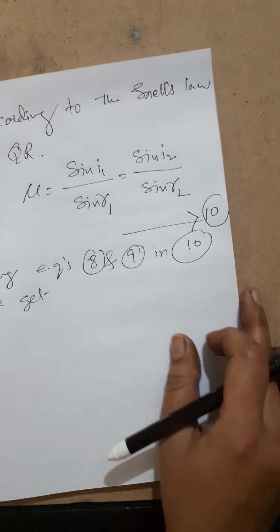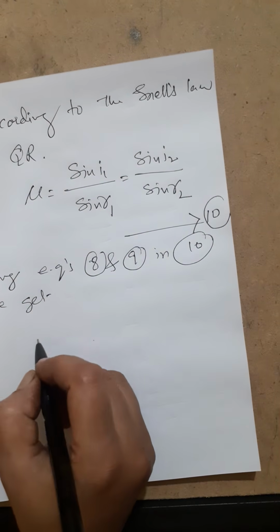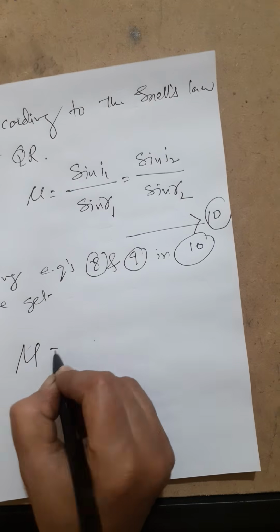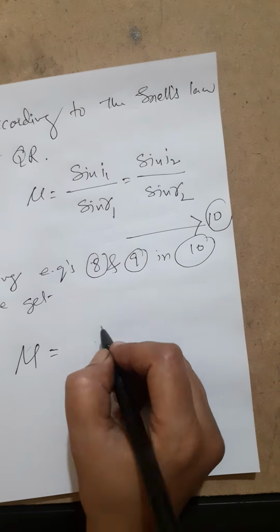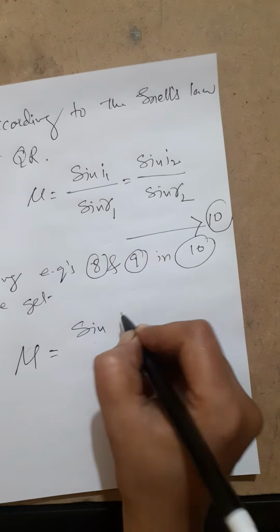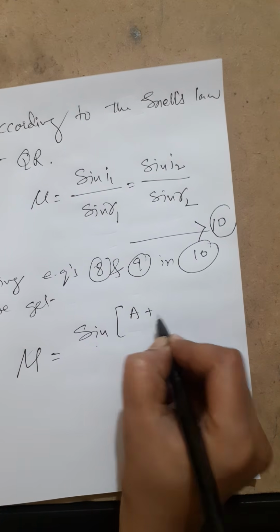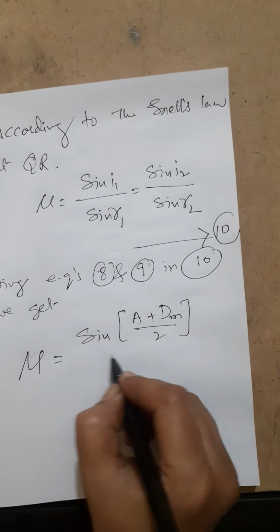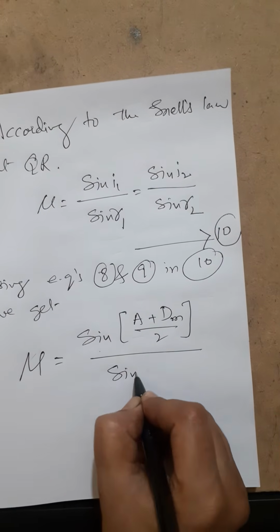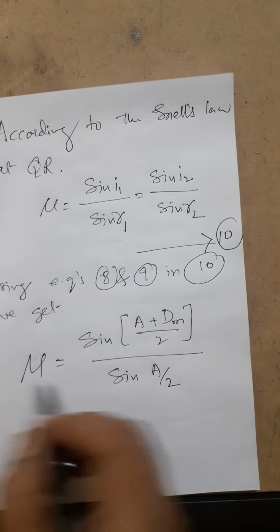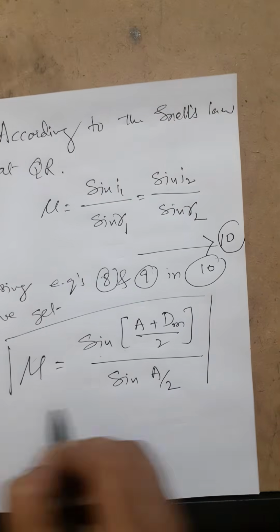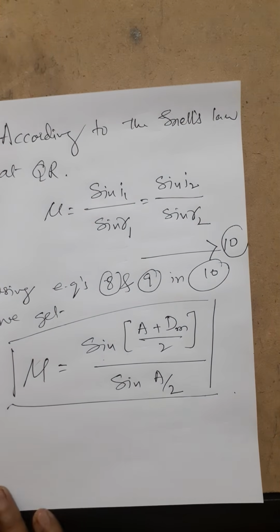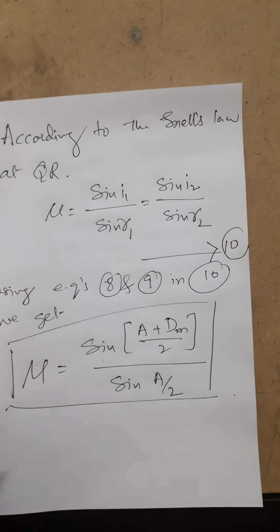So when you substitute these in equation number 10, we get the expression for the refractive index, that is sine of A plus dm by 2, divided by sine of A by 2. So this is the expression for the refractive index of the given material.